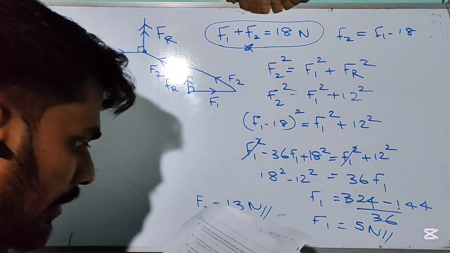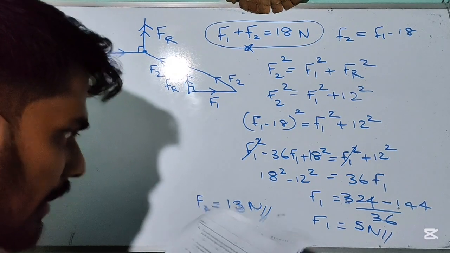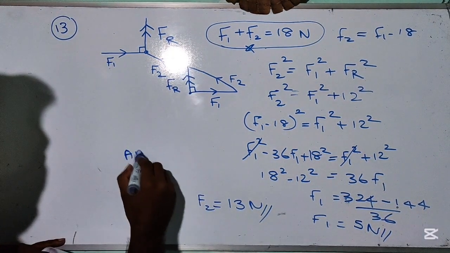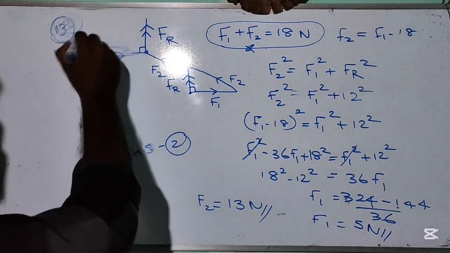So the resultant magnitudes are 13 and 5. Answer 2. Question number 13, answer 2.